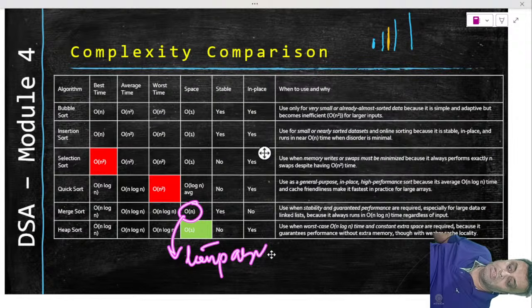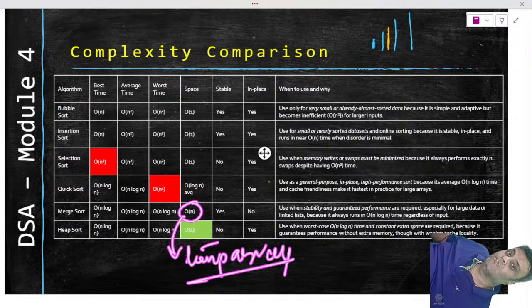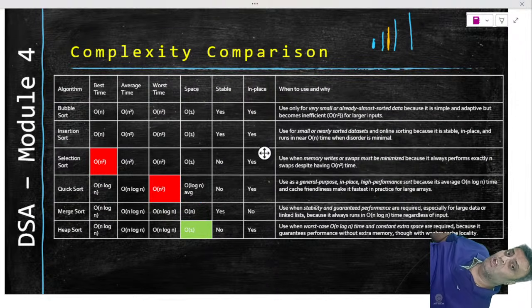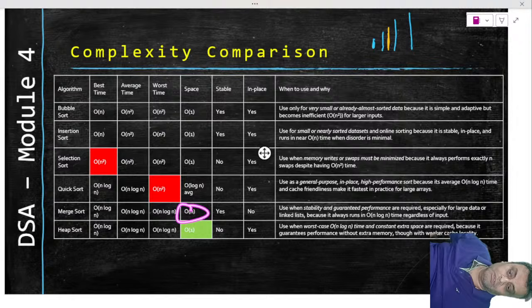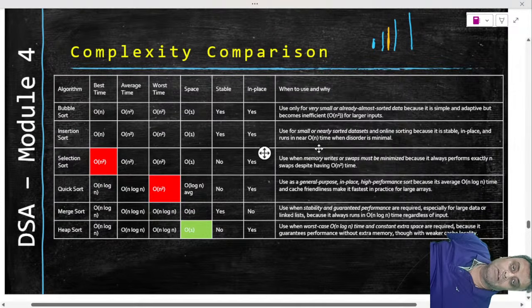Always remember the benefit and discredit of a particular sort. Benefit of merge sort is always n log n. Discredit is it takes an array, which means the space complexity becomes order of n. So that is in a nutshell the complexity comparisons.